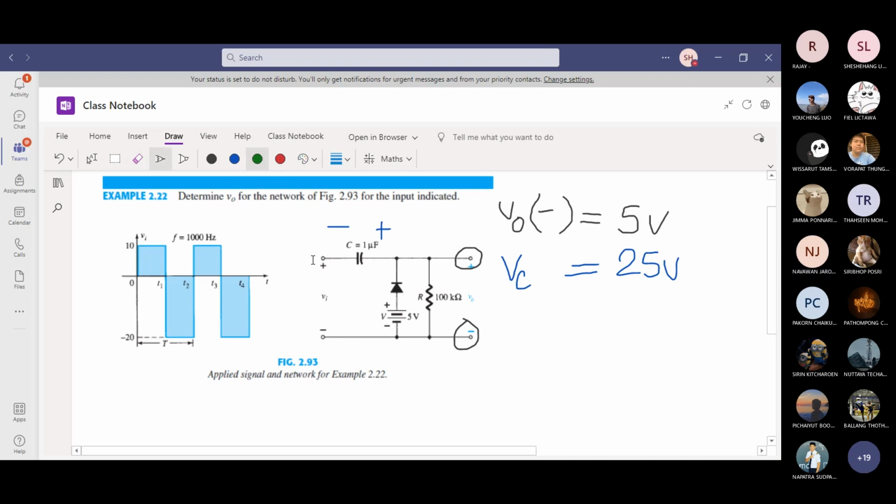Oh, yes. Now come back to the positive half cycle to analyze. In the positive half cycle, diode is open. The current will flow through the outer loop. Tell me what is V out during the positive half cycle. Give me a second, please. Okay. 35 volt. 35 volt, correct answer.